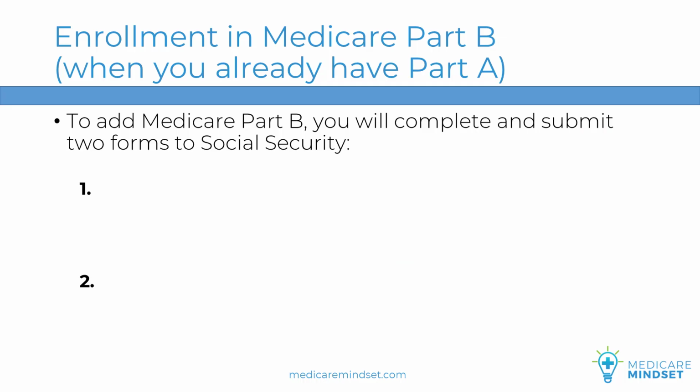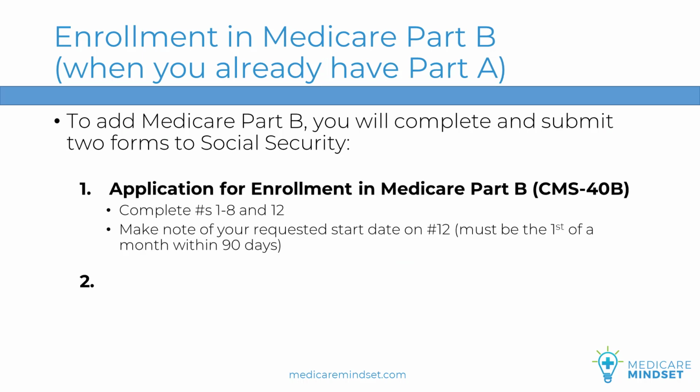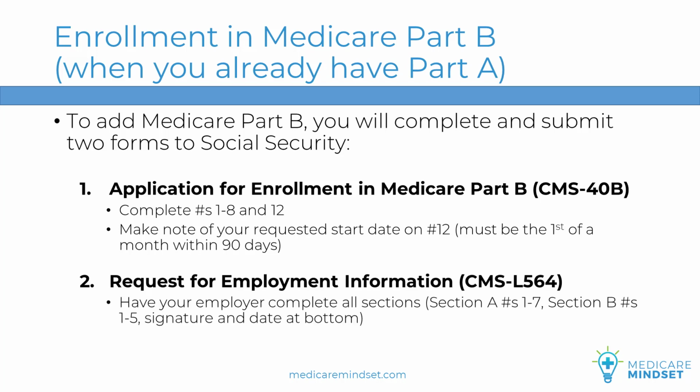You'll need to complete 2 paper forms and submit them to Social Security. The application for enrollment in Medicare Part B is Form CMS 40B. It can be accessed online at ssa.gov by typing in 40B in the site search bar. The request for employment information is Form CMS L564. It can also be accessed online at ssa.gov by typing in L564 in the site search bar.